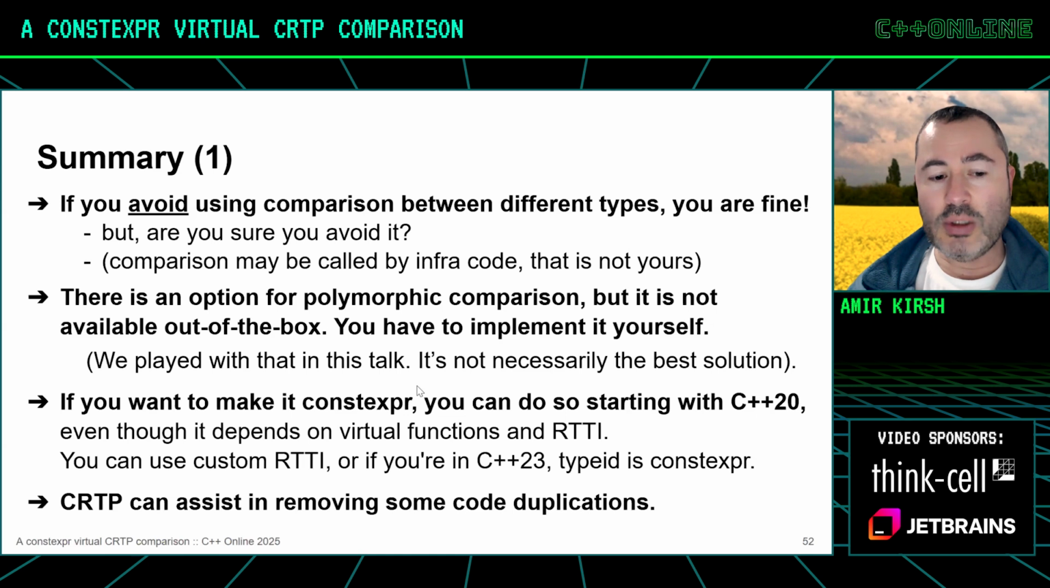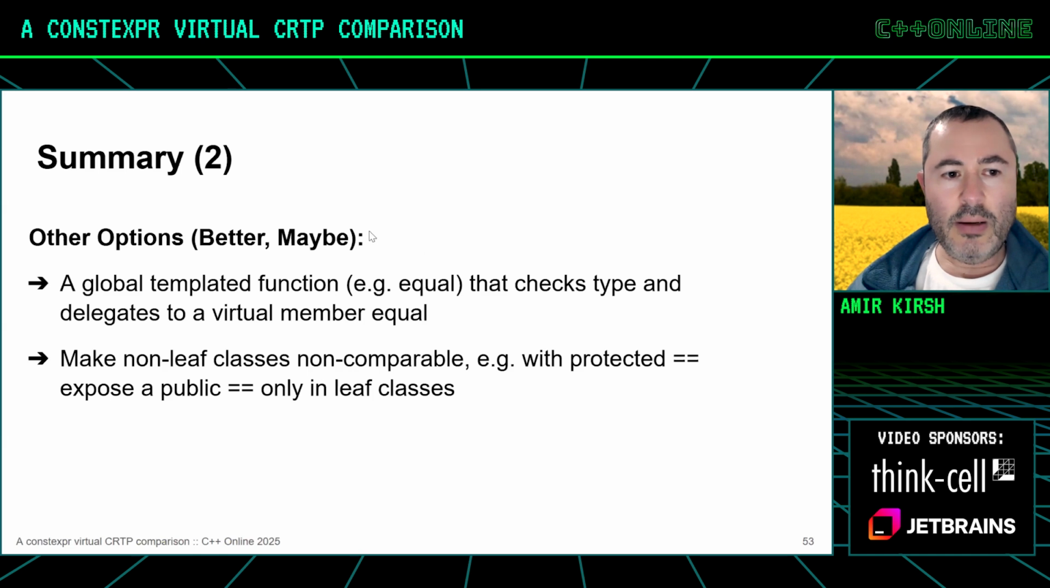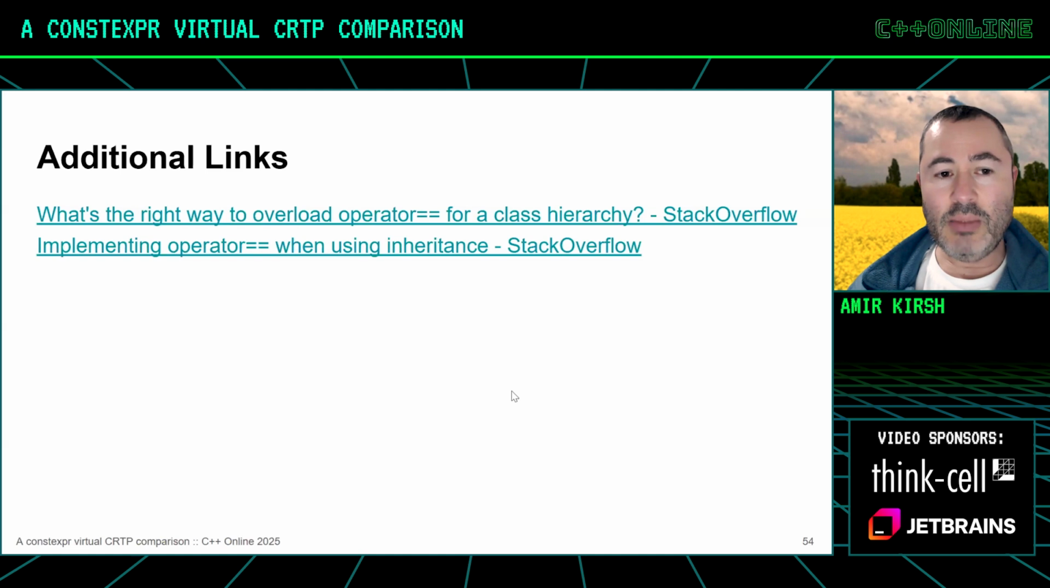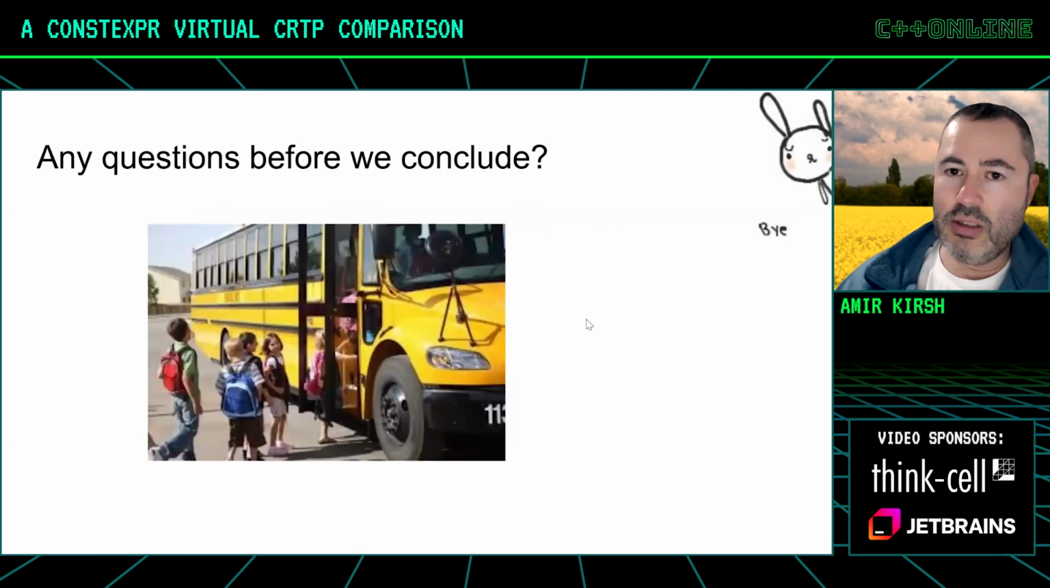Virtual functions can be constexpr. If you want type ID to be constexpr, that starts in C++23, but you can implement your own type ID function to be constexpr even in C++20. Other options that we discussed are a global templated function, which we had a very quick look at, or blocking equality on the base class. There are some additional links on the right way to overload operator equality. And I think this is what I wanted to achieve in this talk.